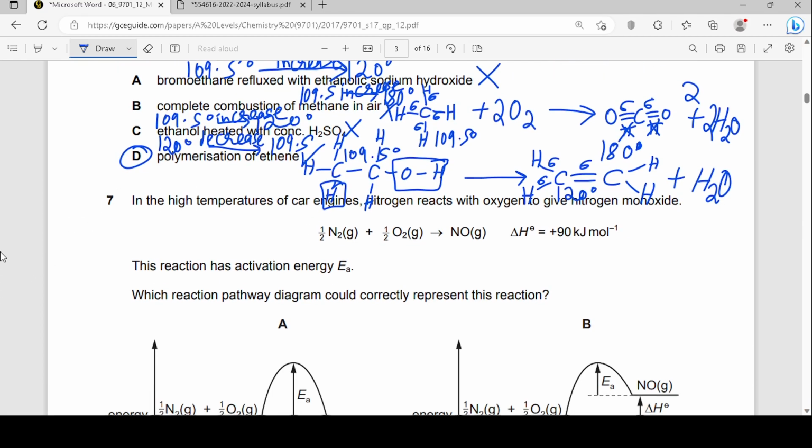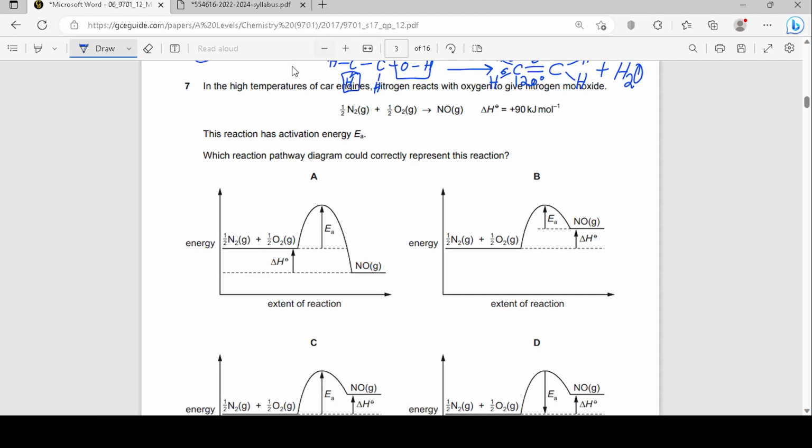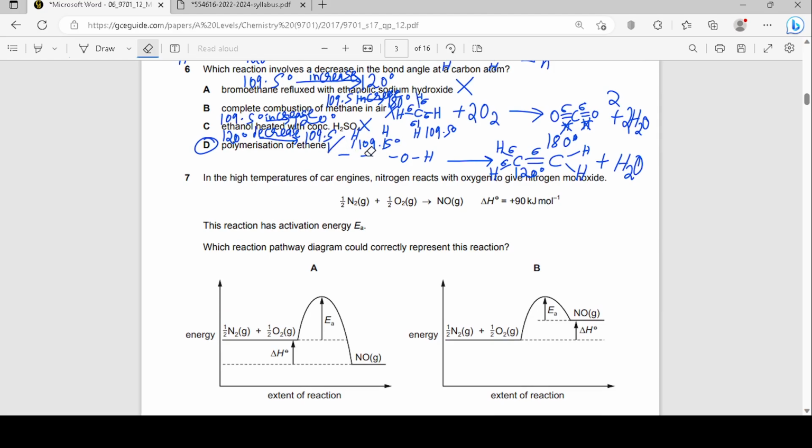And now we will go to question number 7. In the high temperatures of car engines, nitrogen reacts with oxygen to give nitrogen monoxide. Okay, and then we can see that the delta H given is plus 90 kilojoules per mole, right? So it's an endothermic reaction.